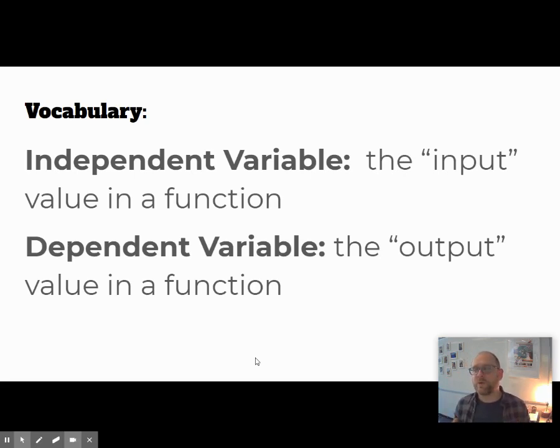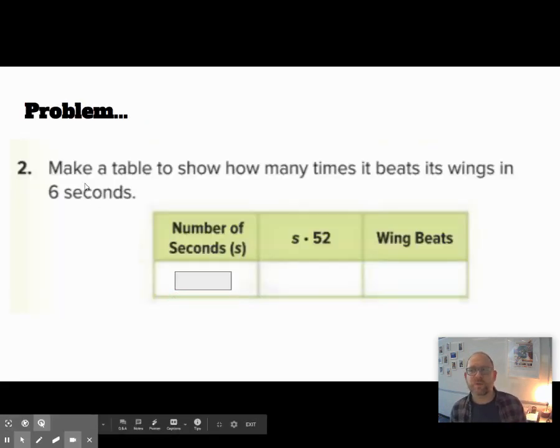So you'll need to know independent variable, the input value that goes into a function, and the dependent variable, that's the output value that comes out of the function. All right, so let's work with some more of these.